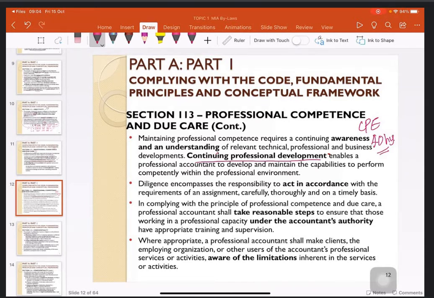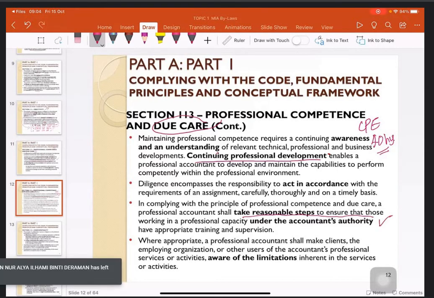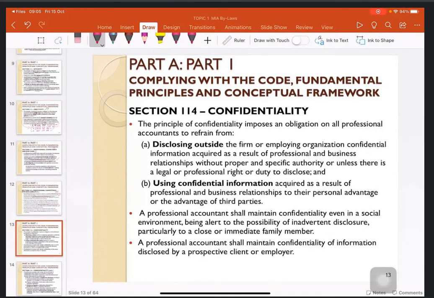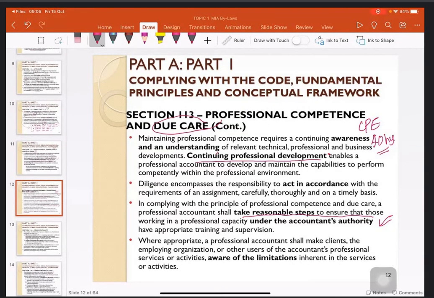Then we look at due care. The meaning of due care is that you shall take reasonable steps to ensure that those working in the profession are competent. This one is professional competency. It's not only the audit firm, they also need to ensure that their staff go for training programs so that their staff update their skill and knowledge. Okay, due care is also completeness of the working paper.